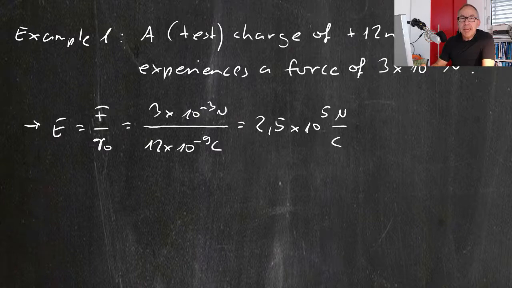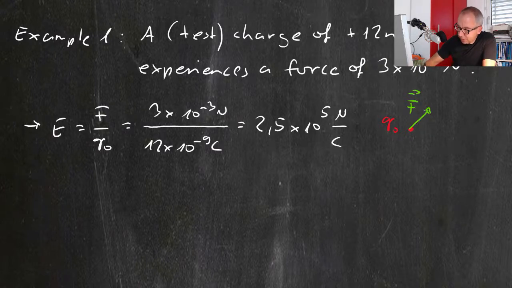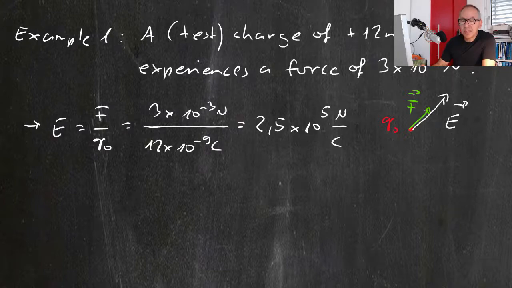The electric field E has a direction, and since Q0 is here positive, then the direction of E is the same as the one of F. So therefore, if we have now here our test charge, Q or Q0, and the force is pointing, for example, in this direction, F, then the electric field has the same direction as F. So it might look like that. Let's do a second example.